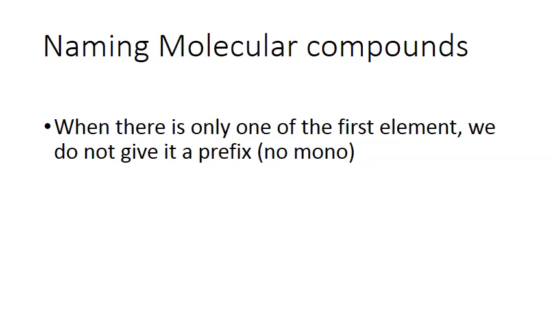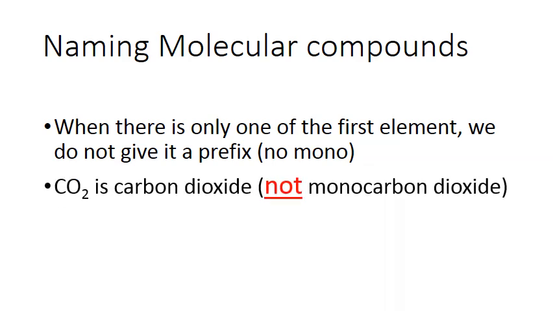So when we're naming molecular compounds, if there's only one of the first element, then we don't give it a prefix. So there's no mono. For example, CO2 is carbon dioxide. We don't call it monocarbon dioxide. So if there's a name of a molecular compound that just starts off with an element, just like carbon dioxide, we just assume that that means that it's monocarbon dioxide, but we don't write mono.